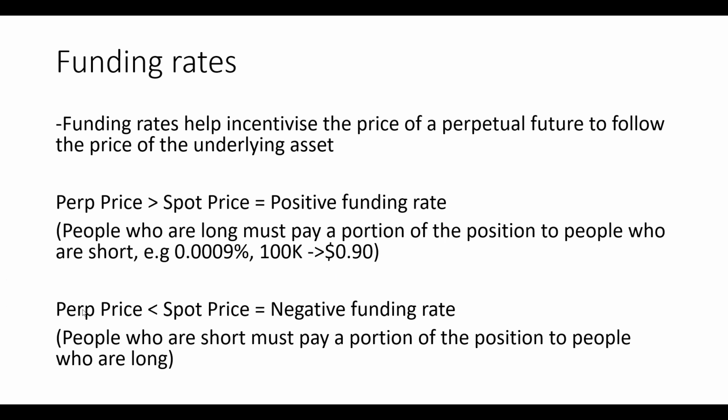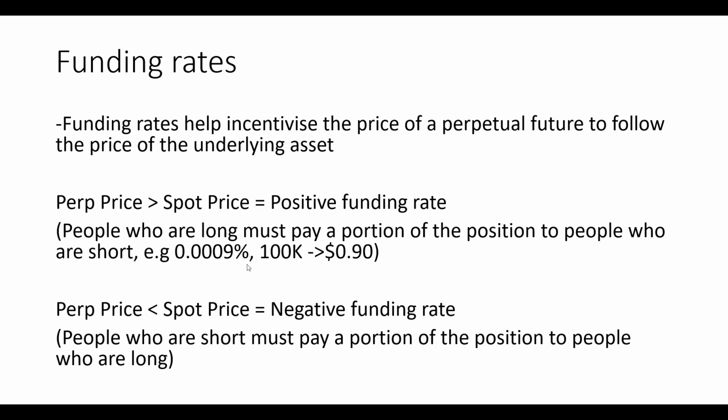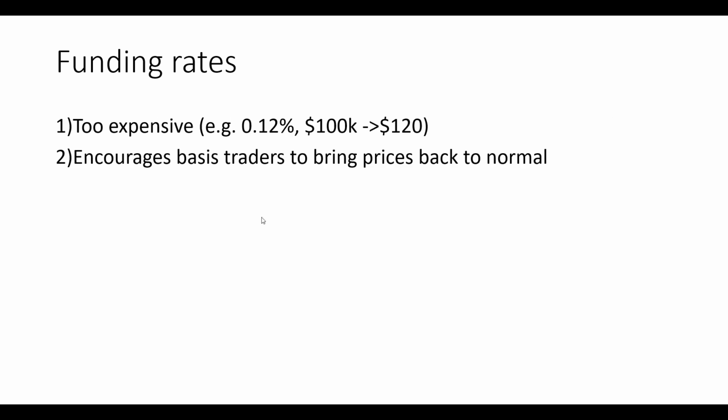Now, if the opposite happens and the perpetual future's price is below the spot price, then you have what's known as a negative funding rate, and people who are short must pay a portion of their position to people who are long. So funding rates help keep the price of the perpetual future following the price of the underlying asset. This is because, one, it can become too expensive to be in a trade. We just saw that the hourly funding rate was 0.009%. Now imagine it was 0.12% and you were long 100k. Well, then every hour you'd have to pay $120.